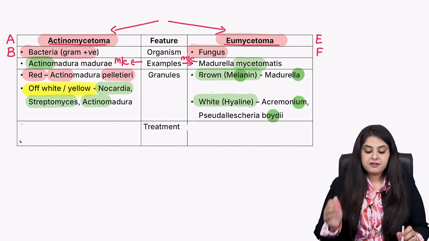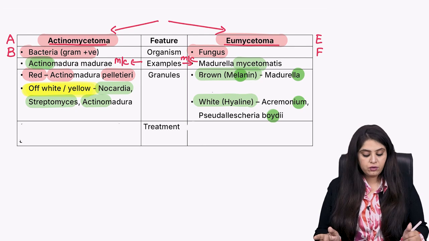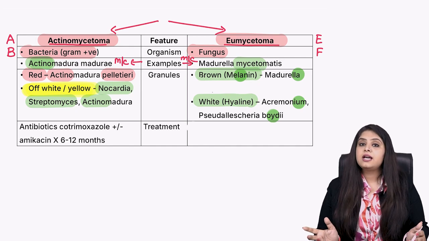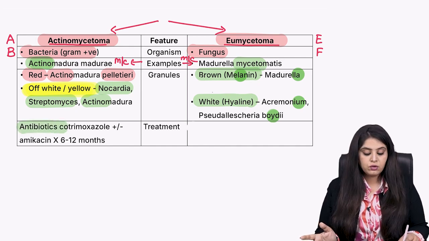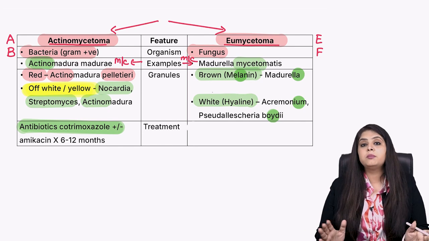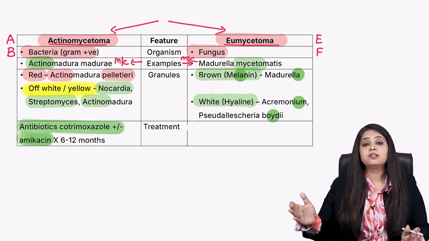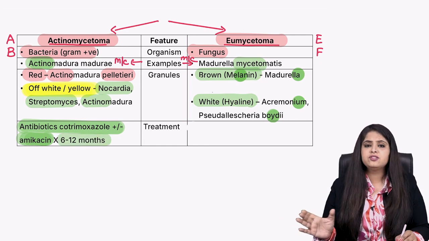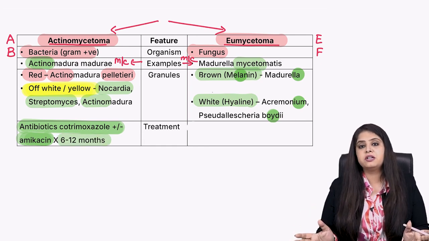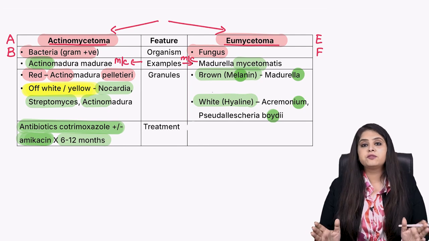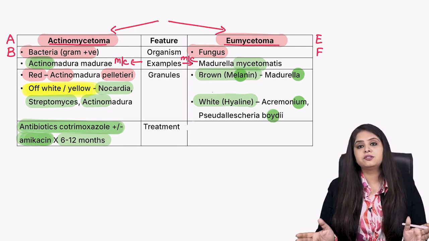Finally, talking about the treatment, it's obvious that if you're dealing with a bacterial infection, you're going to go ahead with antibiotics. The antibiotic given is cotrimoxazole. They might want to club it with amikacin. As for the duration, I have seen patients being treated from as little as 3 months to as long as even 2 years. But if we take an average, it's 6 to 12 months, a prolonged treatment that usually goes on. So it's of course cotrimoxazole and other drugs which may be required.